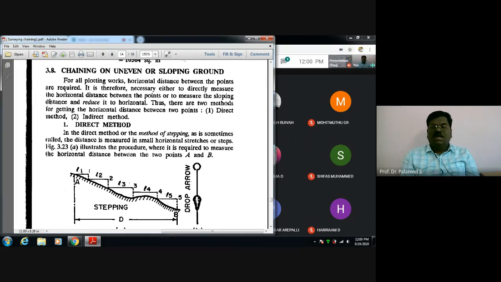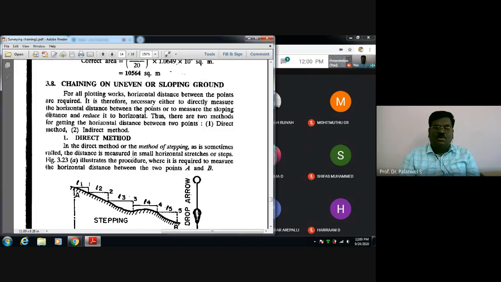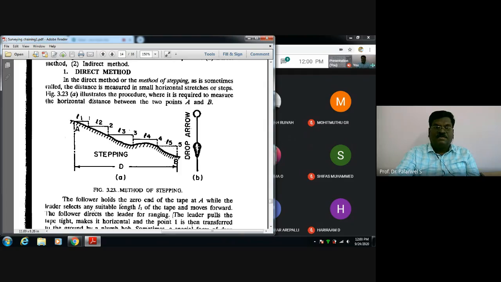Wherever possible, I advise you, if you want to discuss how chaining is done on uneven sloping ground, then instead of studying and memorizing everything here, these kinds of sketches you have to highlight in your presentation. Nobody will go through the text you have written. Simply by seeing the sketch, they will understand that you know it, okay?